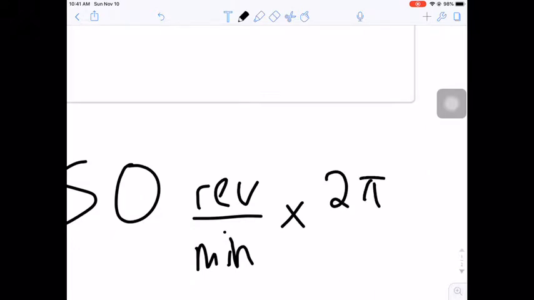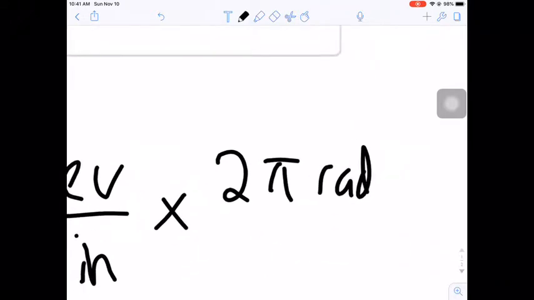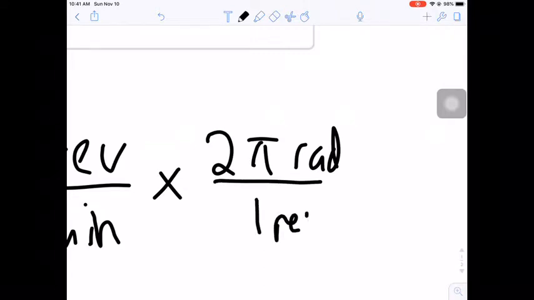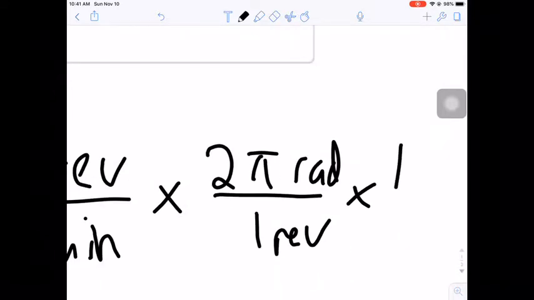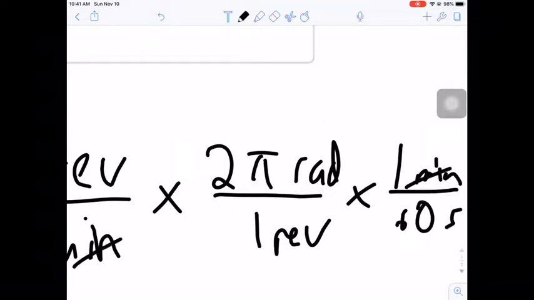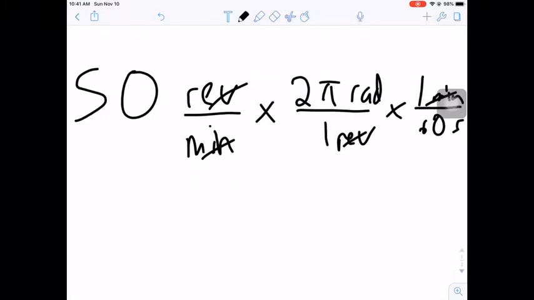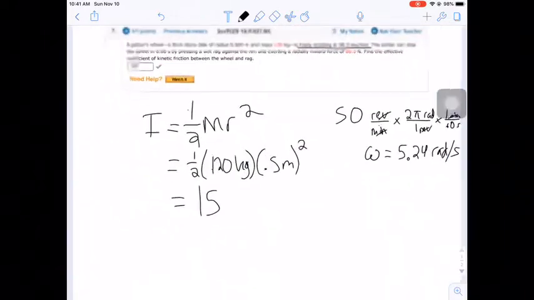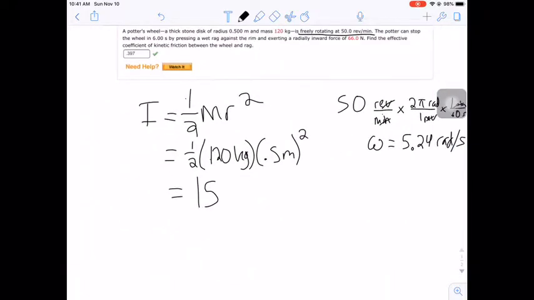We're just going to multiply by 2 pi radians per rev, and then by 1 minute per 60 seconds. The revs cancel and the minutes cancel, and this gives us angular velocity equal to 5.24 rads per second.